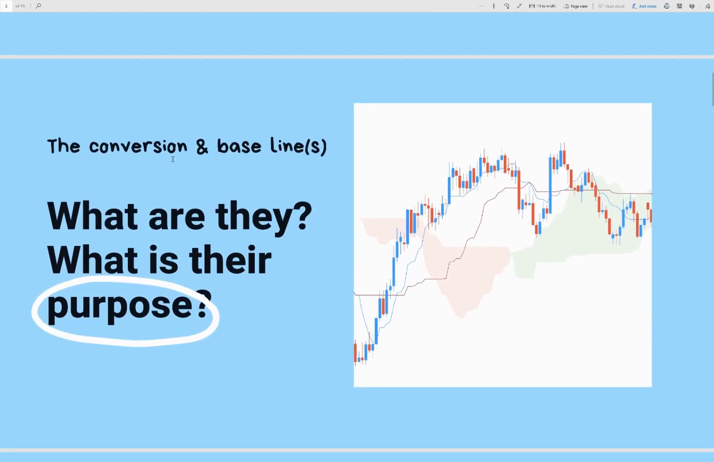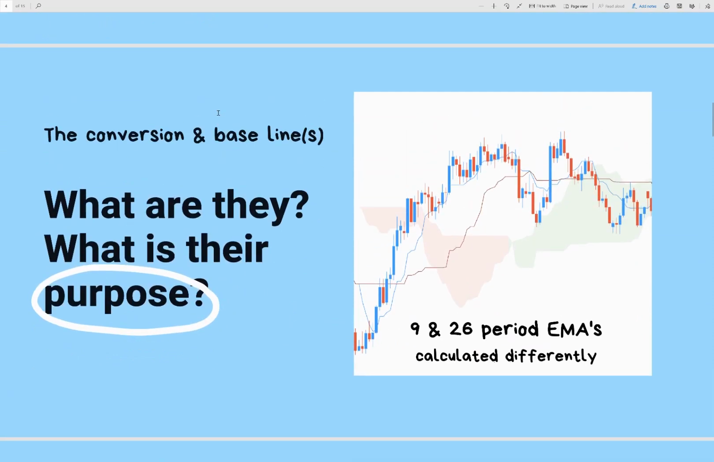So the blue and the burgundy line, I'm going to call it red for the rest of the video, but it is like a burgundy. The blue and the red line are called the conversion and baseline. Basically, first I'm going to get into what they are. They're 9 and 26-day EMAs. Now, it's calculated a little bit differently for the Ichimoku cloud, so if you were to plot a 9 and 26-day EMA alongside the Ichimoku cloud, it's going to look a bit different. But for the purpose of what you need to know, they're just EMAs.